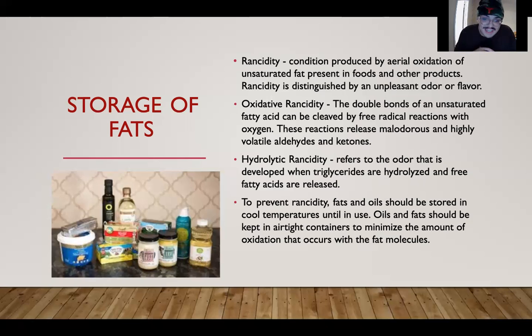To prevent rancidity, fats and oils should be stored in cool temperatures until in use. Oils and fats should be kept in airtight containers to try and limit the amount of oxidation that occurs within the fat molecules. Another thing to note is that sometimes UV rays can impact how fats get oxidized. So just make sure that you keep your fats in a nice, cool, dark, safe place, preferably airtight, and you'll be all good to go.